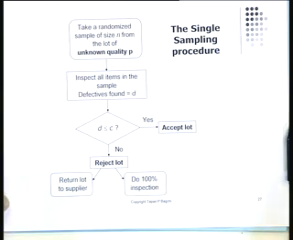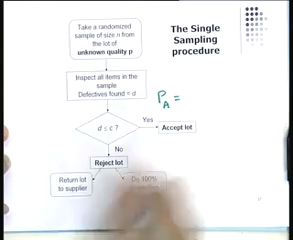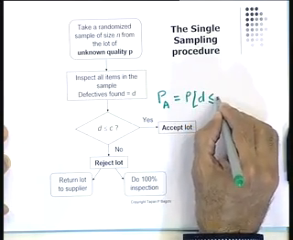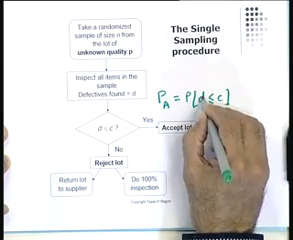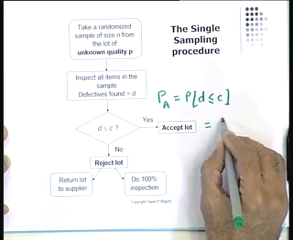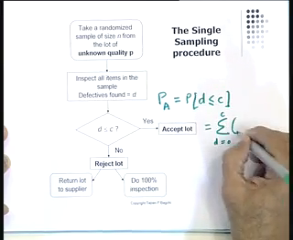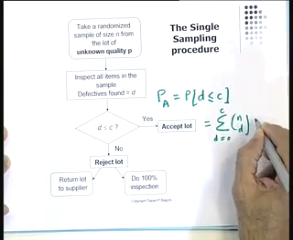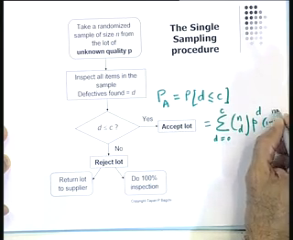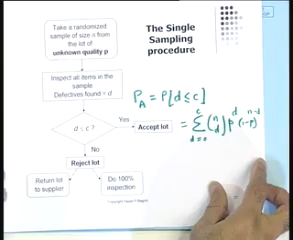Let's try to work out the probability of accepting the lot. In this case, the probability of acceptance is going to be equal to the probability of finding C or less defects in the lot. Then there is a formula called the binomial distribution, which I'm going to explain a little later. And that will be like this: the sum over D from 0 to C of (N choose D), P to the power D, and 1 minus P to the power N minus D. This is a little formula. Let me move this paper a little bit so you can see it all.